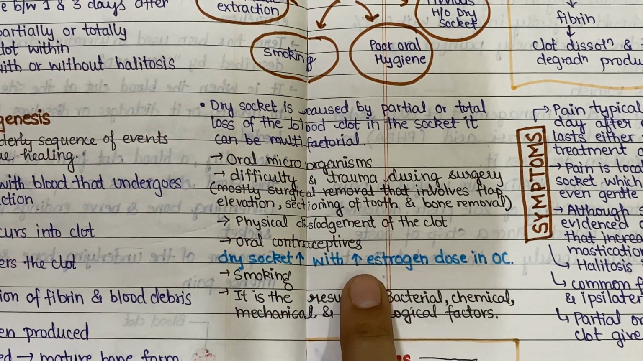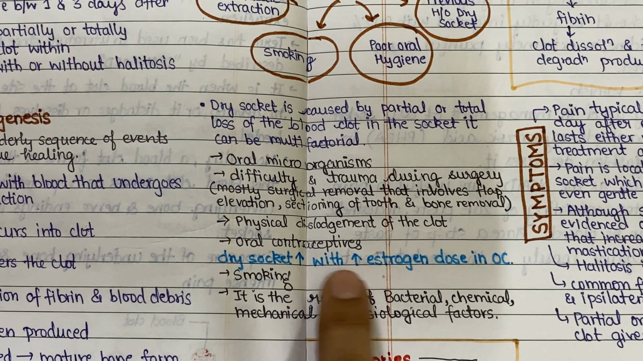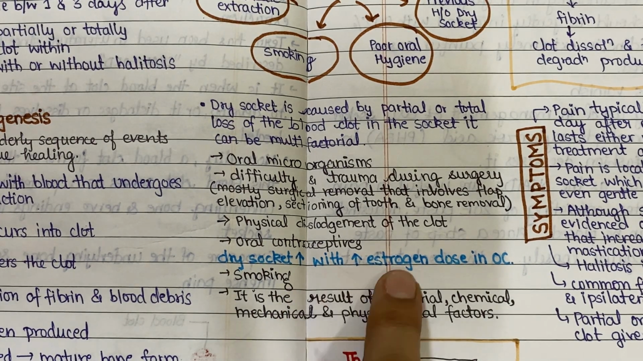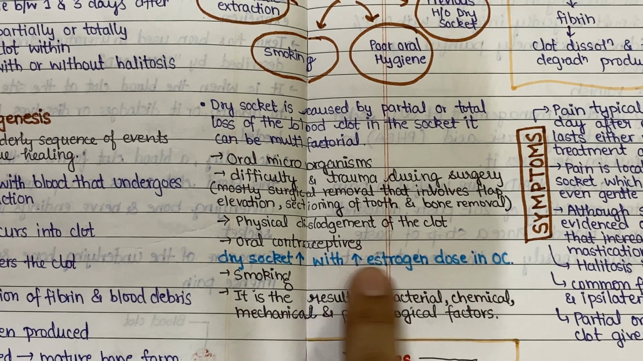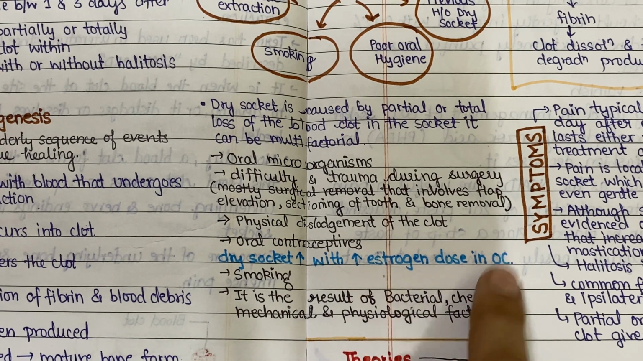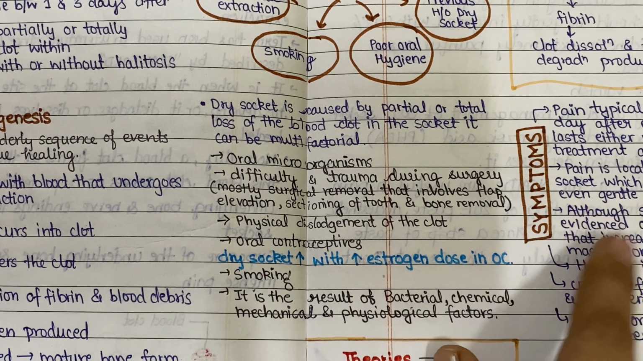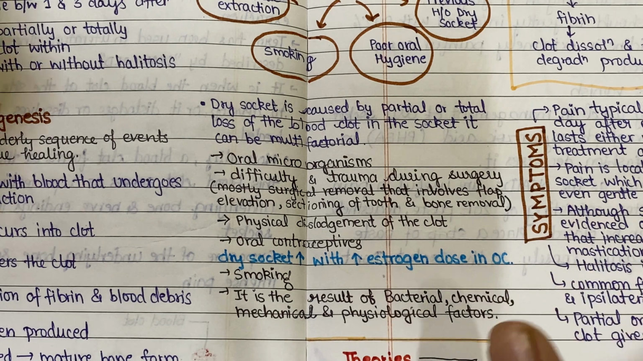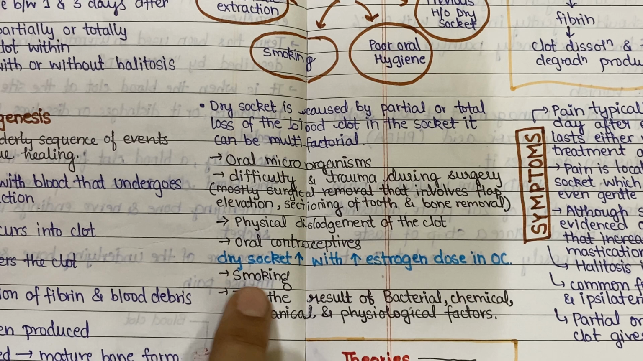The next etiological factor can be smoking. Post-operatively, you suggest the patient avoid smoking for 7 to 12 or 14 days, till the wound heals properly. If the person smokes, dry socket forms because the wound is not healed properly. The incidence of dry socket is found to be more, about 40%, in persons who smoke after the extraction.